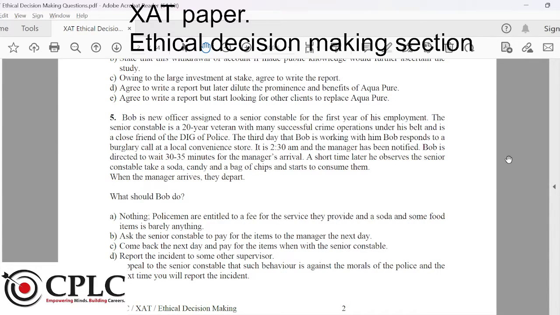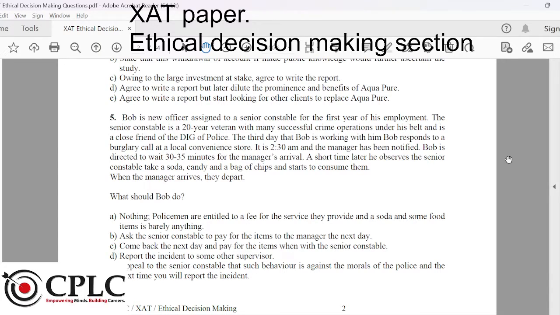Bob responds to a burglary call at a local convenience store. It is 2:30 a.m., so midnight 2:30, and the manager has been notified. Bob is directed to wait 30-35 minutes for the manager's arrival. A short time later, he observes the senior constable take a soda, candy, and a bag of chips and start to consume them, without the knowledge of the manager. When the manager arrives, they depart. So, obviously, the senior officer did not pay for what he had during this 30-35 minute wait.